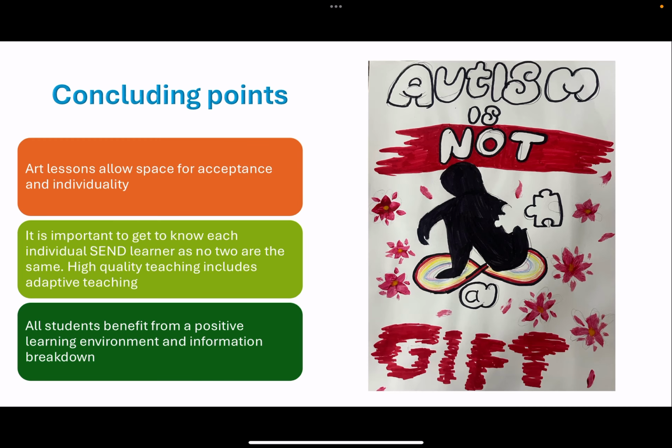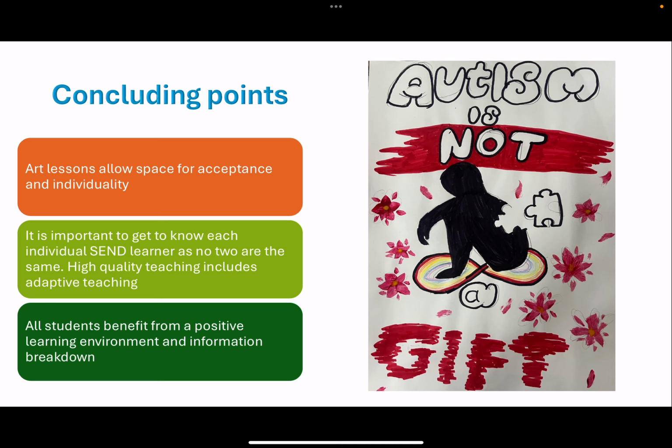So my concluding points for this presentation are firstly that art lessons allow space for acceptance and individuality. If done in a safe space, this can be very healthy for autistic learners to learn to have a voice in the classroom and feel a sense of belonging. Secondly, that high quality teaching will benefit all learners, and a big part of high quality teaching is adaptive teaching, where each student is catered to and treated as an individual. It's important to get to know each individual SEND student to understand their specific needs, as no two learners are the same. All students will benefit from a positive learning environment and information breakdown.